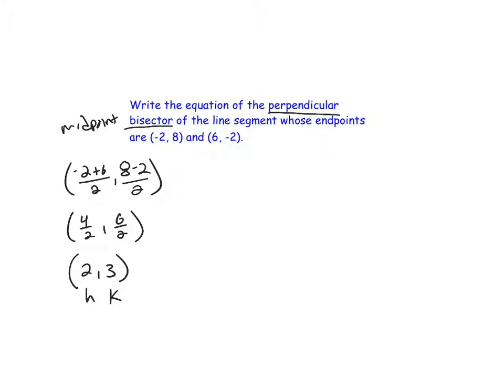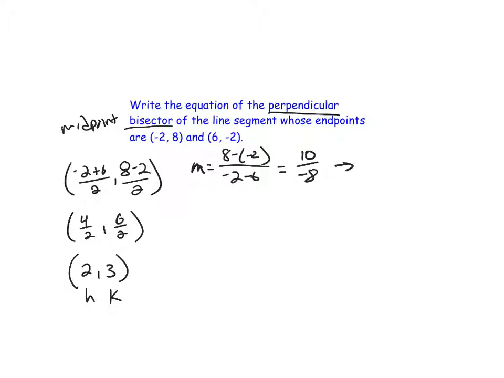Well, now I need the slope. So I got to do my slope formula here too. Slope equals m. 8 minus -2, subtract the y values. -2 minus 6, subtract the x values. I get a positive 10 over a -8.